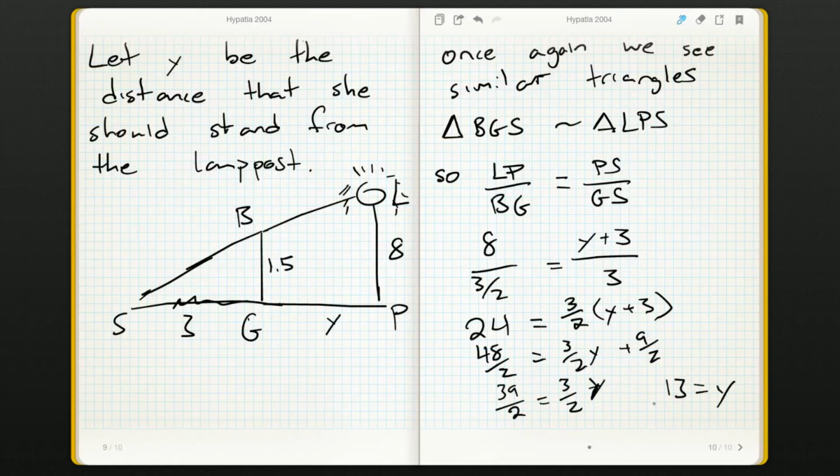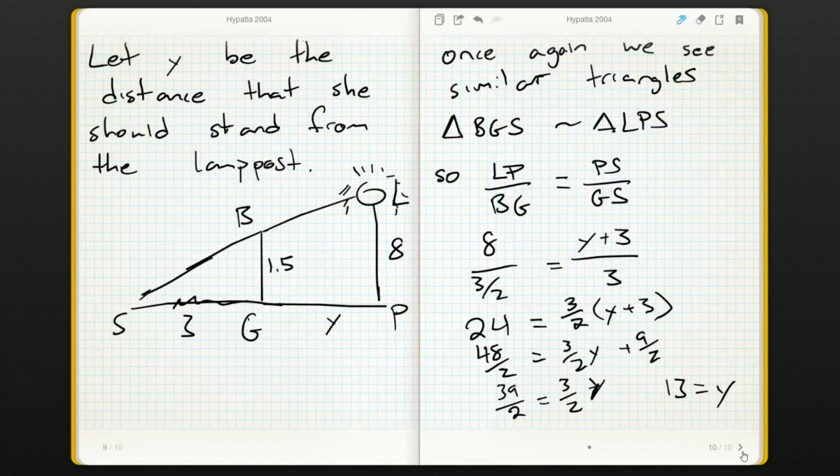So wow, y is 13 meters. Huh. I guess that makes sense. 13 there, that'd be 16 over 3. Well, 3 is just twice 1.5, and 16 is just twice 8. That makes sense. Okay.